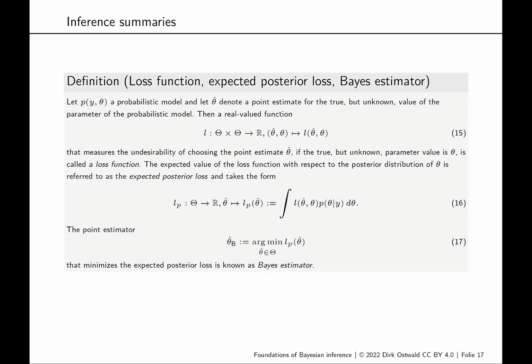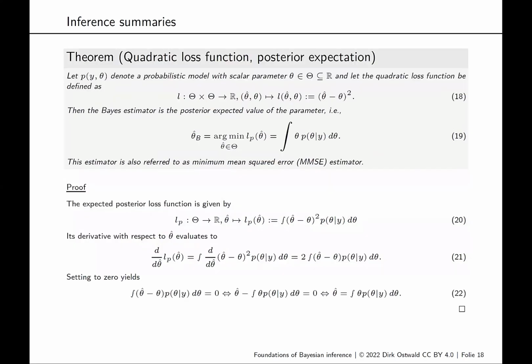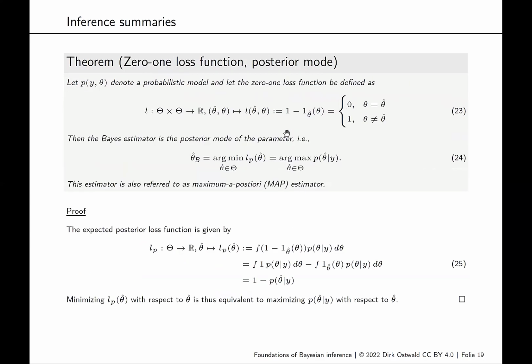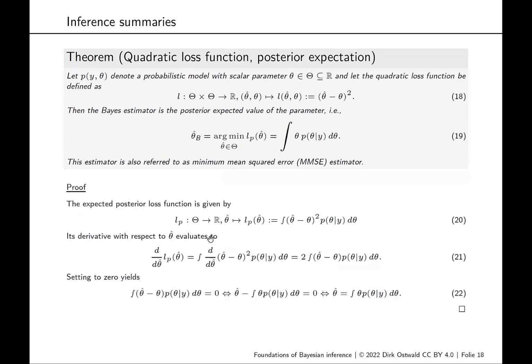The question is then, of course, what is now a Bayes estimator? That depends on the loss function. If we use the quadratic loss function, then the Bayes estimator is the posterior expected value of the parameter. If we use the 0-1 loss function, then the Bayes estimator is the posterior mode. Why that is, that's proven here. I don't think, given the time and so on, we want to go over that. It's actually not that hard. It requires some analytical minimization of the respective integral.